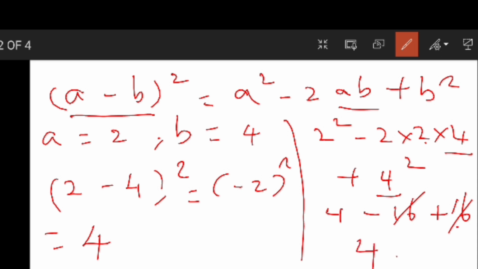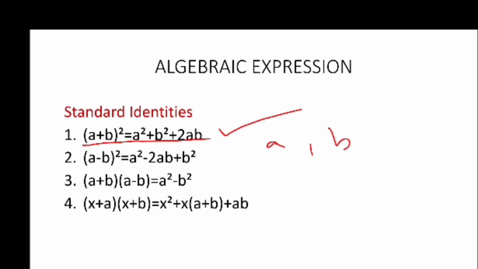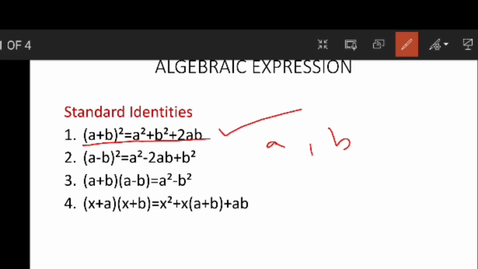So this is right hand side and this is left hand side. So they are equal. So that is how we are proving the identities. So the second identity is also proven here, right? So any value you give, you will come to know the given identities will be equal for both LHS and RHS.